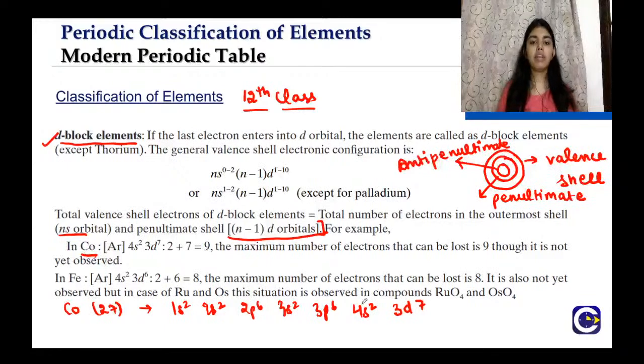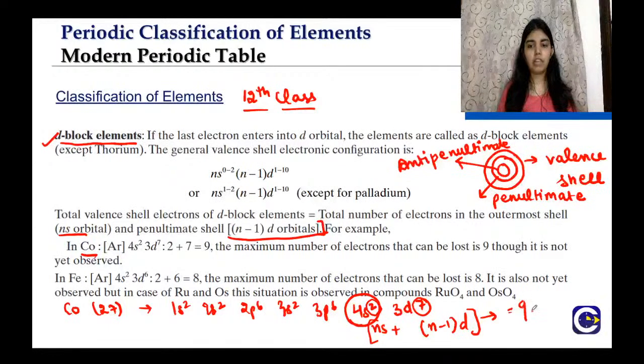Now counting the number of electrons present in the valence shell, that will be ns plus (n-1)d. When n is 4, this will be 2 electrons and (n-1) will be 3. So the valence shell electron counting for d block elements is ns plus (n-1)d. Here, 2 electrons plus 7 electrons, so 9 electrons. Similarly, you can take iron also. It is 4s2, 3d6, the outer electronic configuration. So the number of valence electrons will be 2 plus 6, equal to 8.